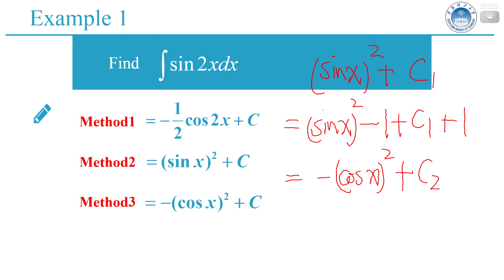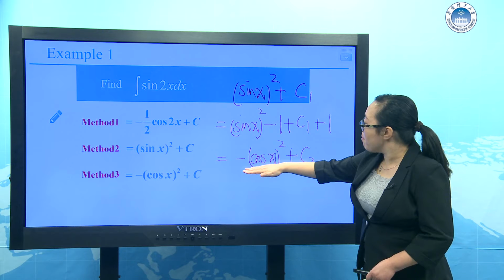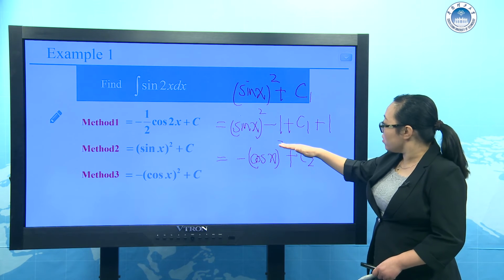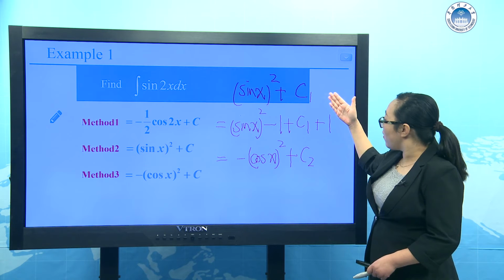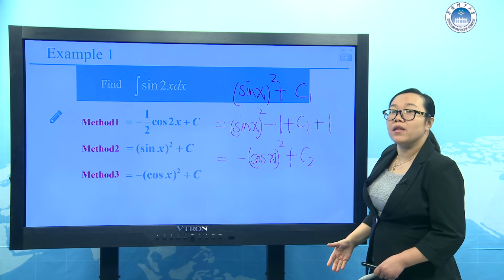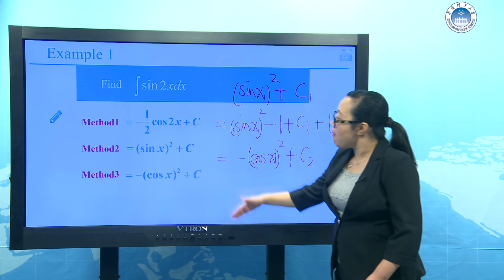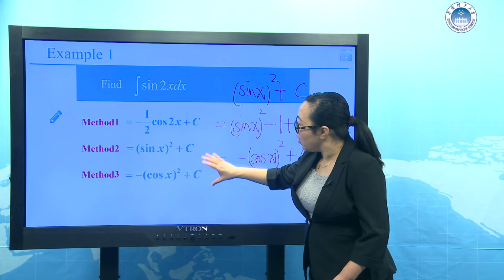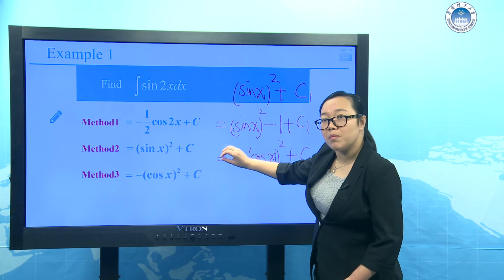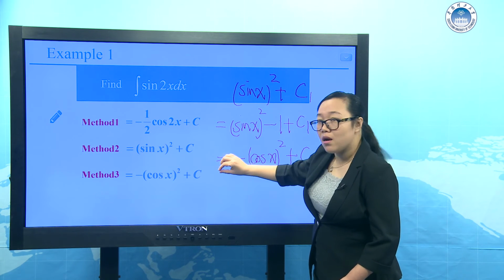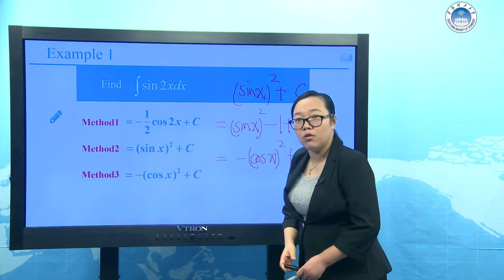Give it a new name, c2. So the method 2 answer, sin x squared plus c1, we can change to become minus cosine x squared plus c2. c1 and c2 mean any real number. So method 2 and method 3 are the same answers. Similarly, the 3 answers are only different forms.